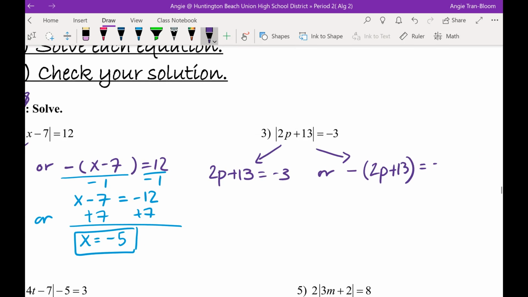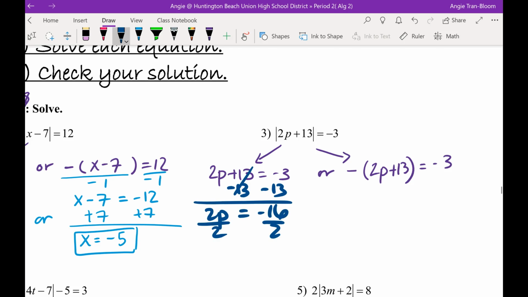Good. All right, here we go. Let's solve the left side, okay? So, Roger, help me solve the left side, please. Good. So now we have 2p equals -16. Divide both sides by 2. So what is 1p, Sydney?